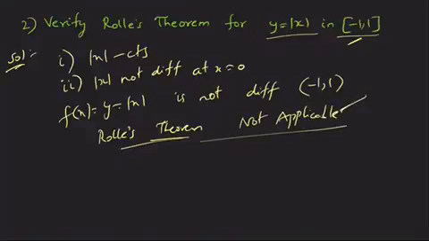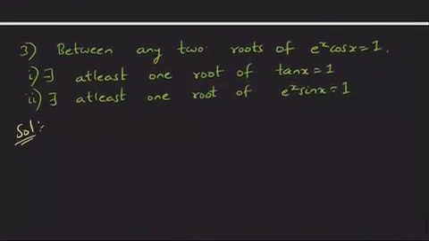Rolle's theorem is applicable if and only if the premises are satisfied, that is, the first three conditions are satisfied. Only then is Rolle's theorem applicable. So, here I can say that Rolle's theorem is not applicable. Now, let's proceed to the third question.